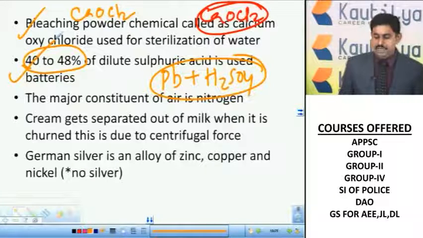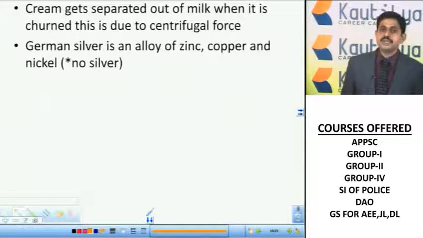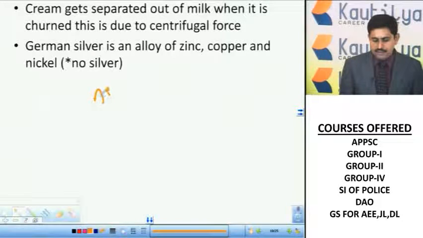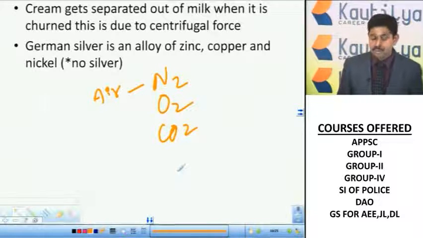Then, the major constituent in air is nitrogen. You know very well that 71 to 72% of nitrogen gas is present in air. Air is a mixture of gases. It consists of a major percentage of nitrogen, then oxygen, then carbon dioxide, and some minor gases and inert gases like helium, argon, and so on.